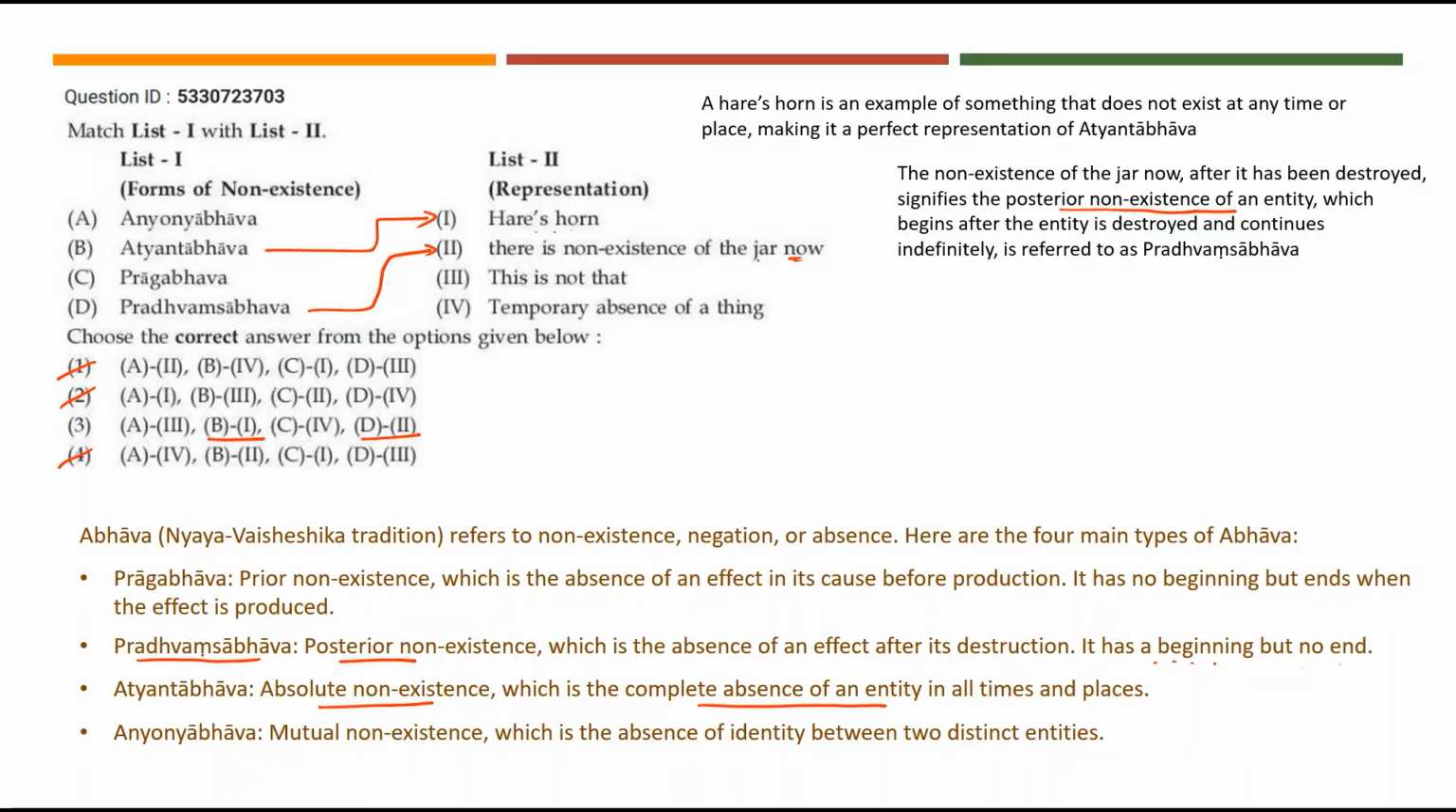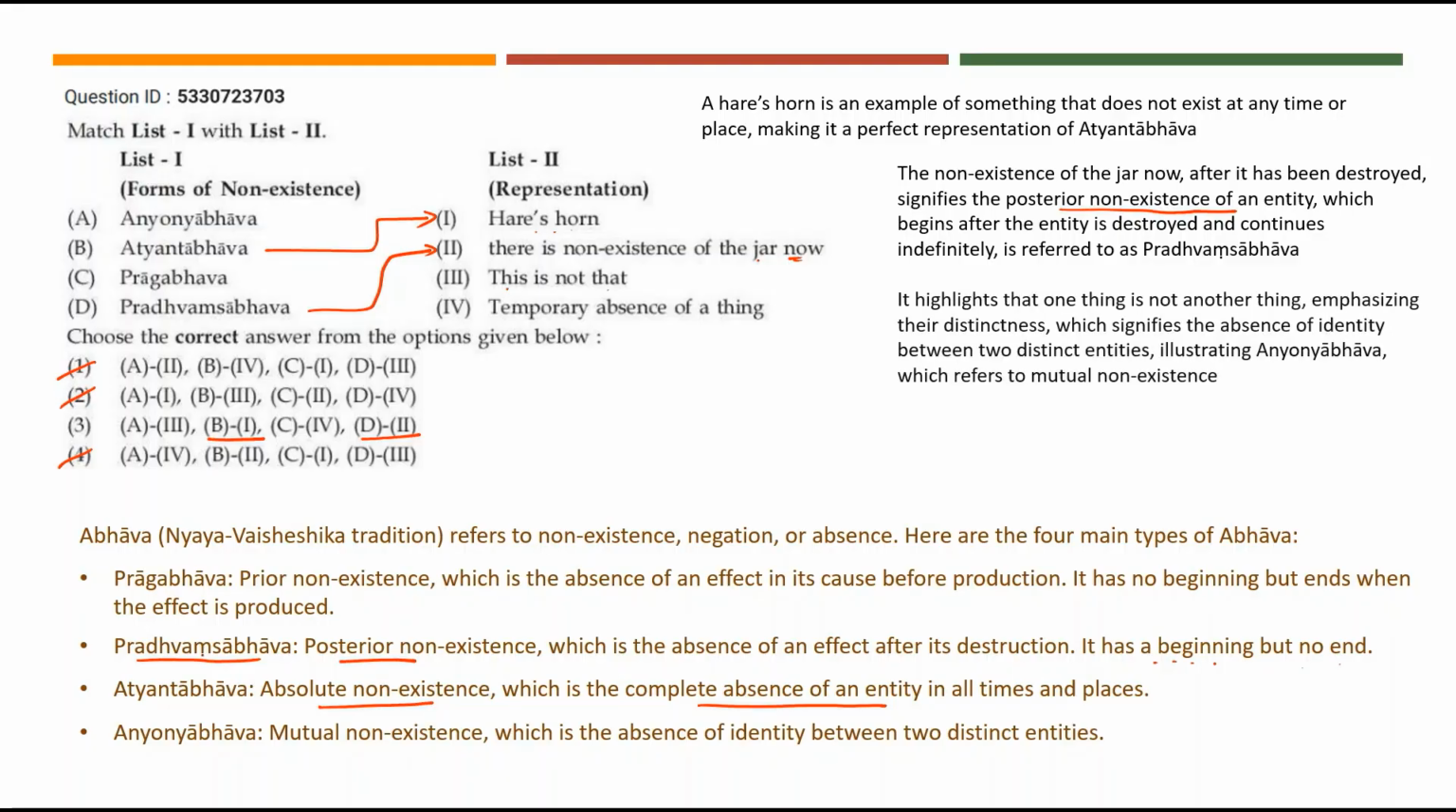But in the third statement, it is like this is not that. You don't know what is this and you don't know what is that. But they are saying this is not that. It highlights that one thing is not another thing, emphasizing their distinctness, which signifies the absence of identity between two distinct entities. Where are we actually coming? We are coming to mutual non-existence, the absence of identity between two distinct entities.